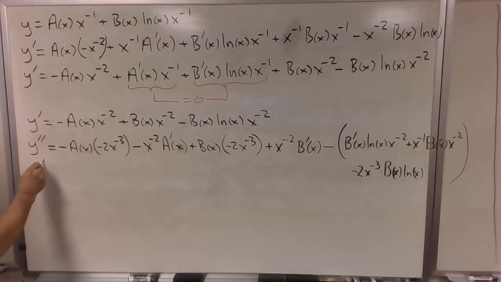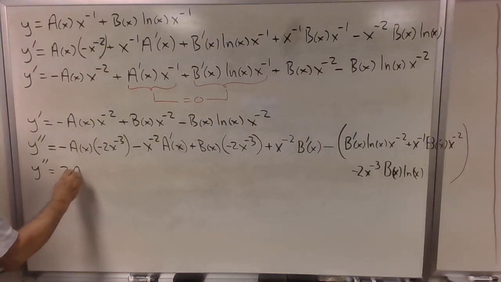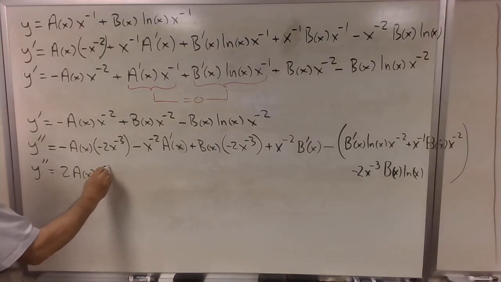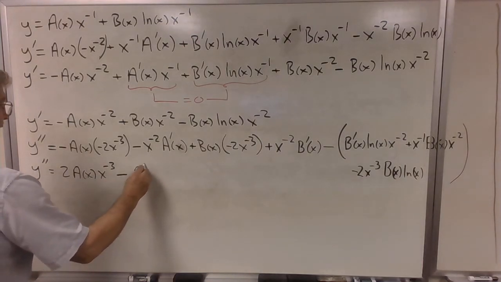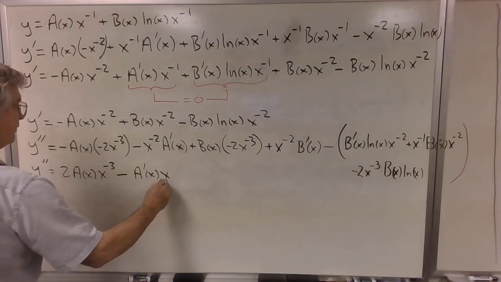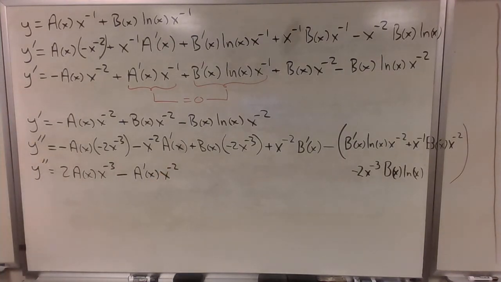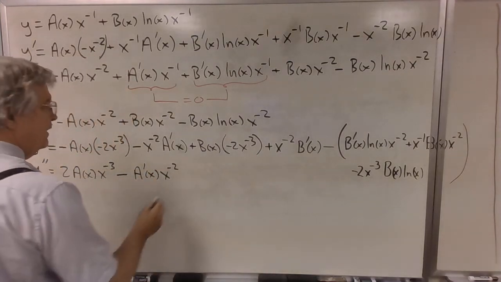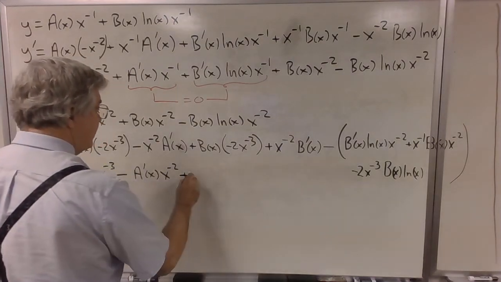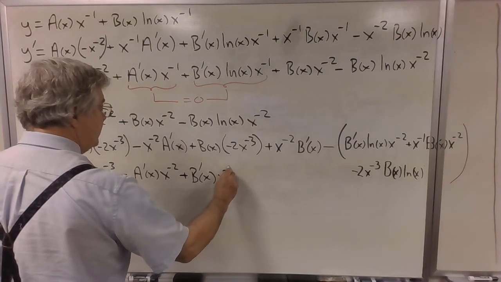And let's simplify this. This will be 2a of x, x to the negative 3, minus a prime of x, x to the negative 2, and I'm going to move this term over here for very selfish reasons. B prime of x, x to the negative 2.